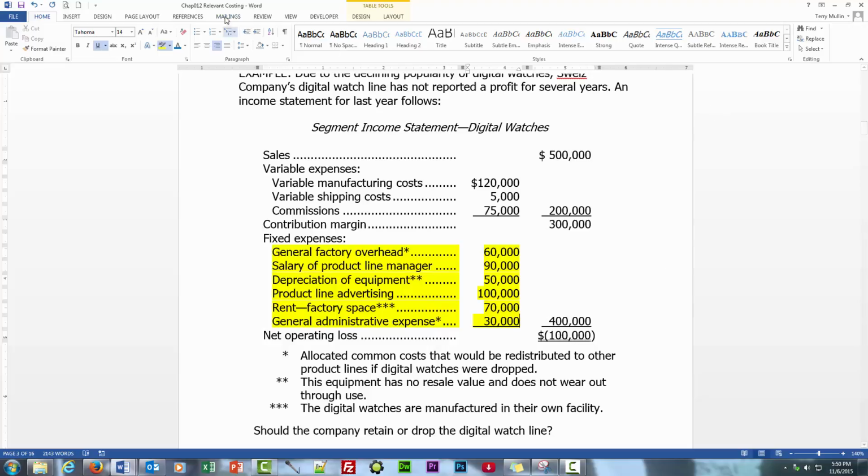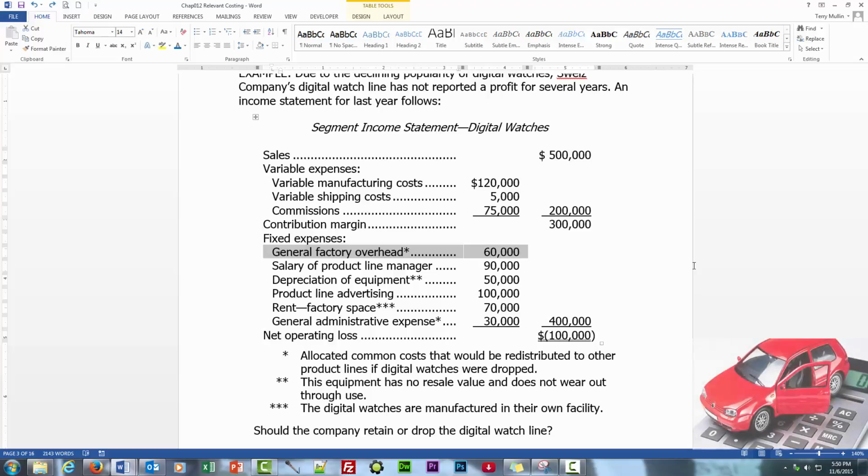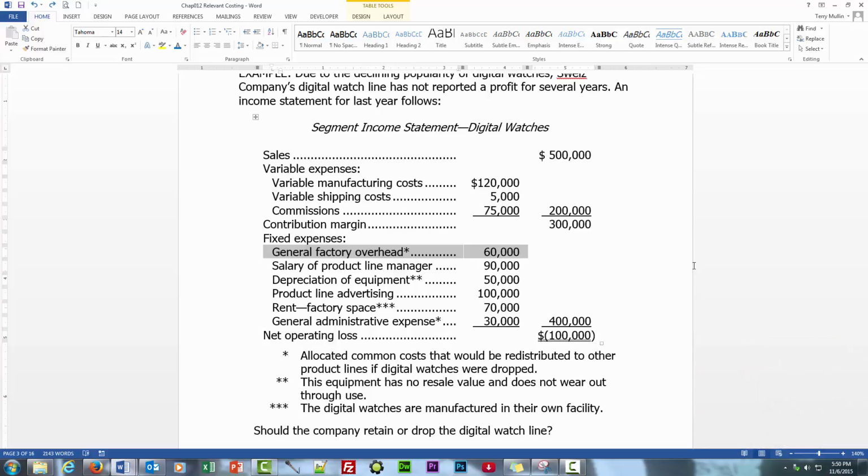For example, the factory overhead. That is an allocated cost. So if our division does not pick up that $60,000, it doesn't go away. That's property taxes, or insurance on all of the factories, whatever it is. Just because we quit making the watches doesn't mean it goes away. It's like saying that if you're not going to drive a car, then you don't have to make a car payment. It just doesn't work that way.